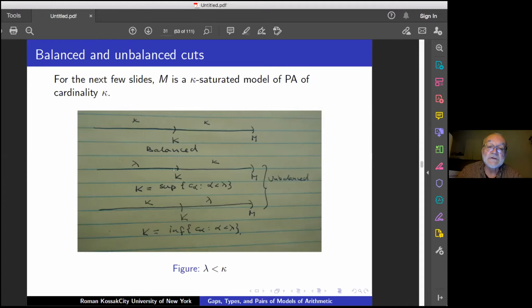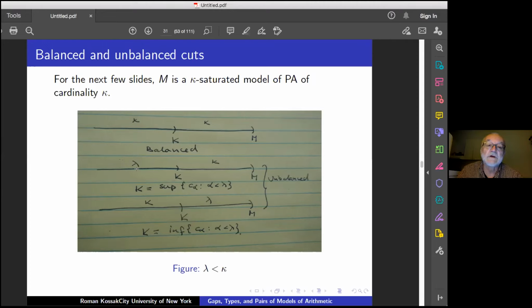We'll be interested in elementary cuts, but this applies to any cuts. There are three types of cuts in a saturated model. Kappa here is the cardinality of the model. They are determined by cofinality, but now this is set-theoretic cofinality. So M is an ordered structure, and there is a naturally defined notion of cofinality in the ordered set. A cut is balanced if its upward cofinality and downward cofinality are the same and equal to kappa, and the cut is unbalanced if one of those cofinalities is lower. And these are the only three possible cases because of saturation.